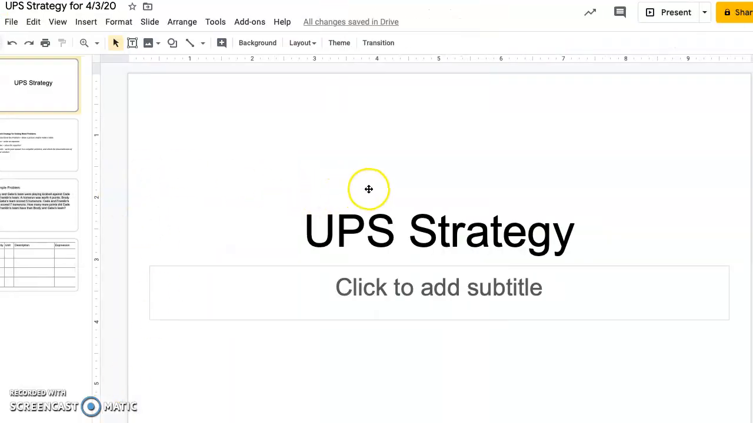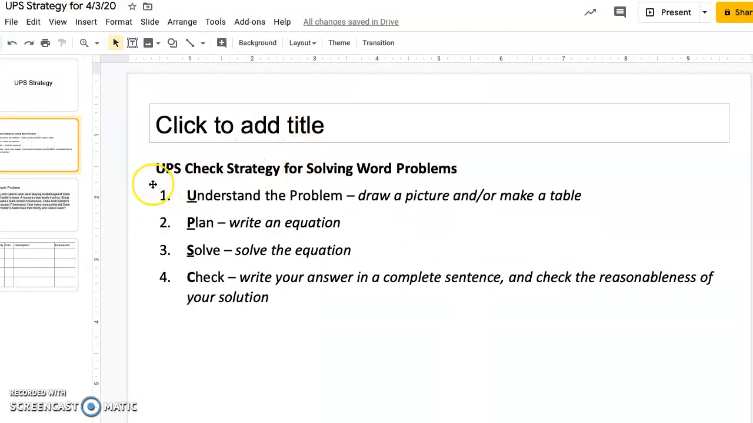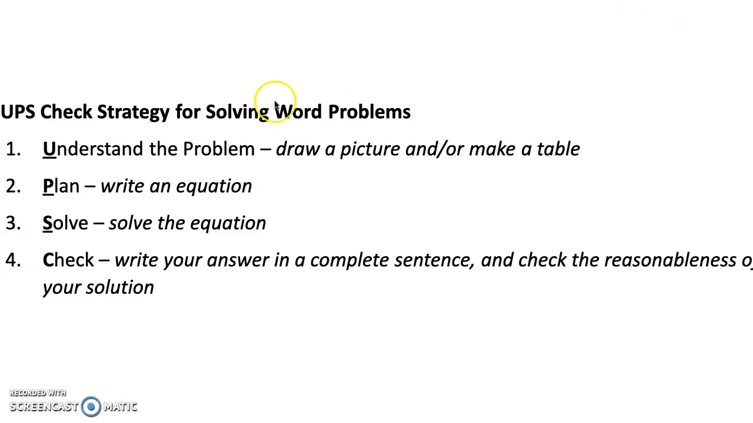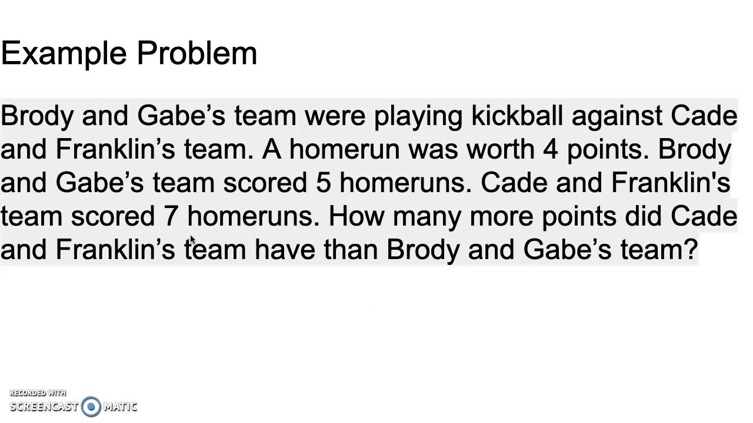All right, today we're going to be reviewing the UPS strategy. Just as a reminder, the U stands for understand the problem, which is where we're going to make the table and fill out our information. The P stands for plan, where we write an equation. The S stands for solve, where we solve the equation. And then C is where we check and make sure it's reasonable and we write our answer in a complete sentence.